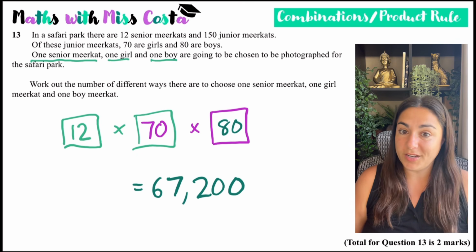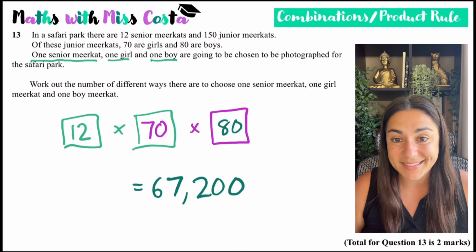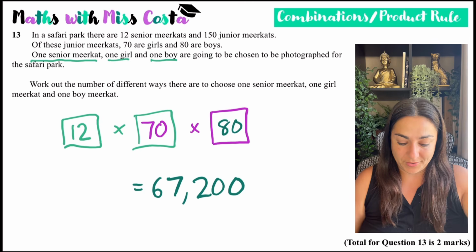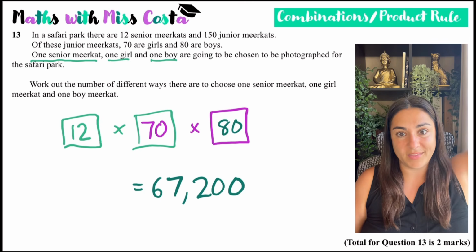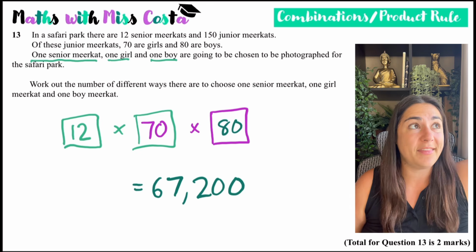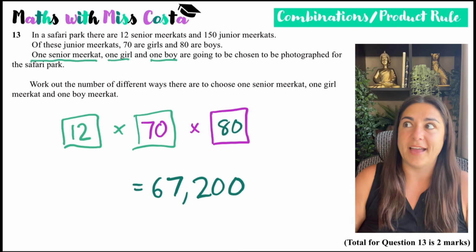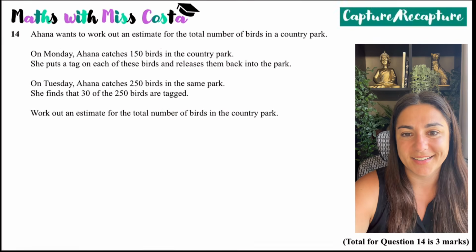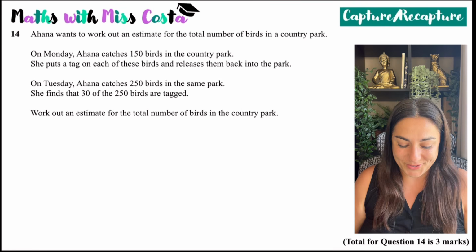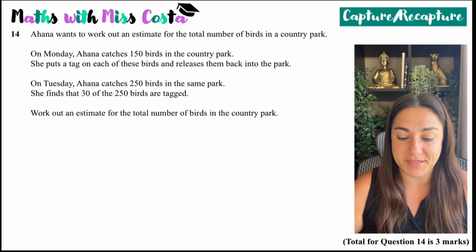67,200. So quite a lot of different ways to combine them, but that makes sense because with each senior meerkat, you can pair them with 70 different girls and then 80 different boys for each of those 70 combinations, and then 12 combinations.